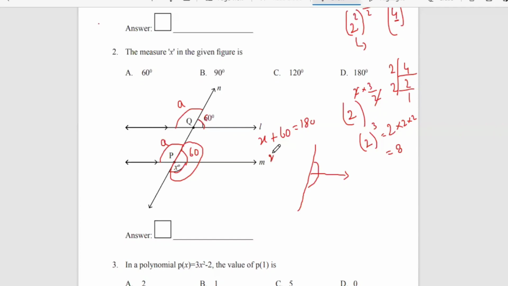So transpose that 60 to the right-hand side. So x is equal to 180 minus 60, which gives the value x is equal to 120. So the correct answer is option C, that is 120 degrees.